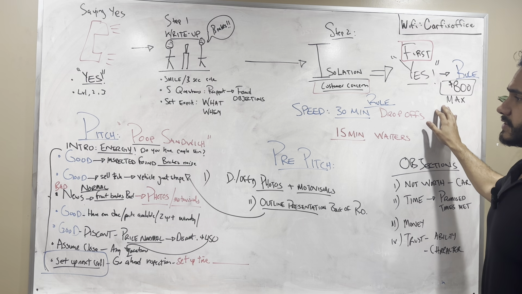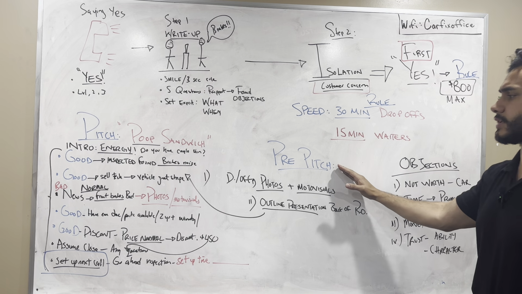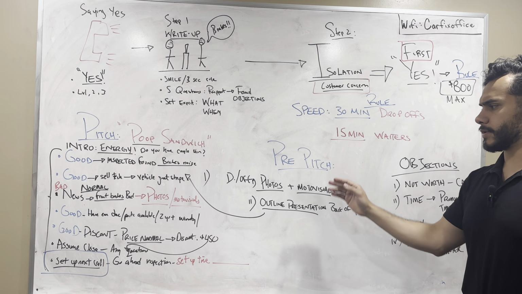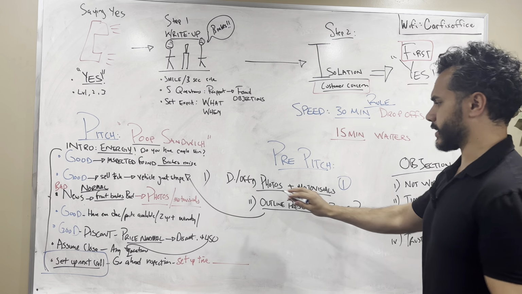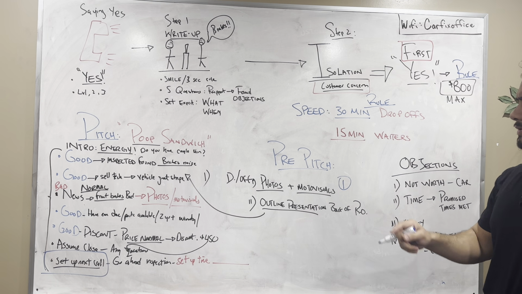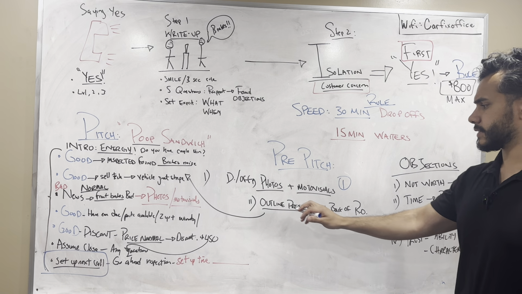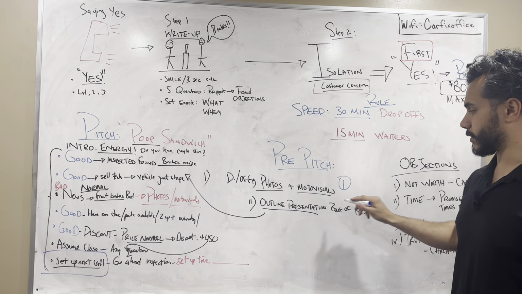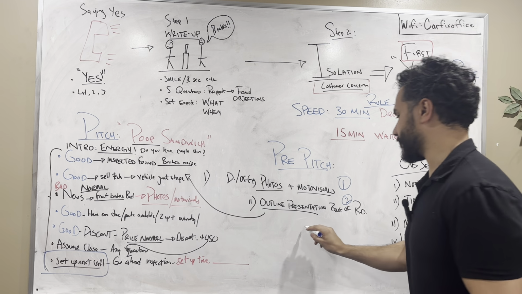Now, how do you get that first yes? Before you go in there and you pitch the ticket, you got to do what we call pre-pitch work. Pre-pitch is 2 steps. Step number 1 is you got to get photos of the issue and upload them to Techmetric, and get a Motivisuals link. Step 2 is get an outline of a presentation on the back of the RO.